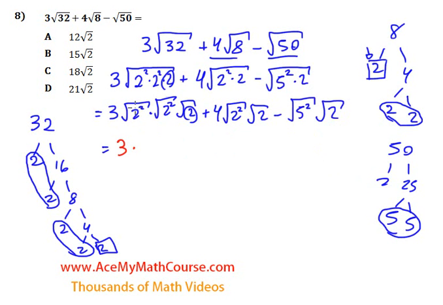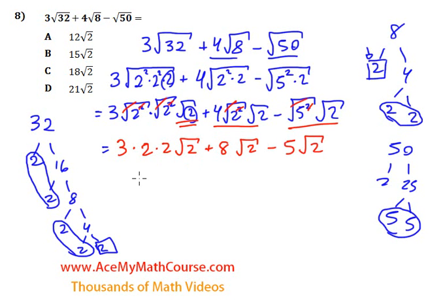So the root of 2 squared is just 2 here as well. So we get 3 times 2 times another 2 times the square root of 2. Over here, same thing. The square root of 2 squared is just 2. 4 times 2 is 8. And finally here, the square root of 5 squared is just 5. So we get 5 root 2. Fantastic. 3 times 2 is 6 times 2, 12. 12 root 2 plus 8 root 2 minus 5 root 2.